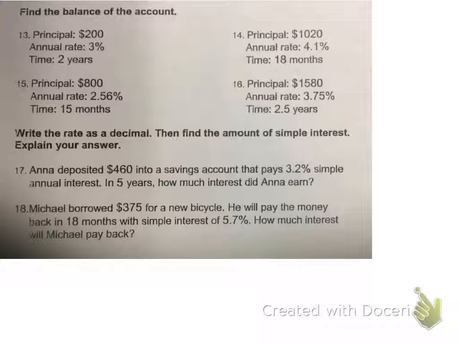On 13 through 16, they're asking you to find the balance, so you're going to use the balance formula, A equals P plus PRT. And then 17 and 18 say write the rate as a decimal, then find the amount of simple interest. So you would be using I equals PRT for number 17 and number 18. It also says explain your answer.